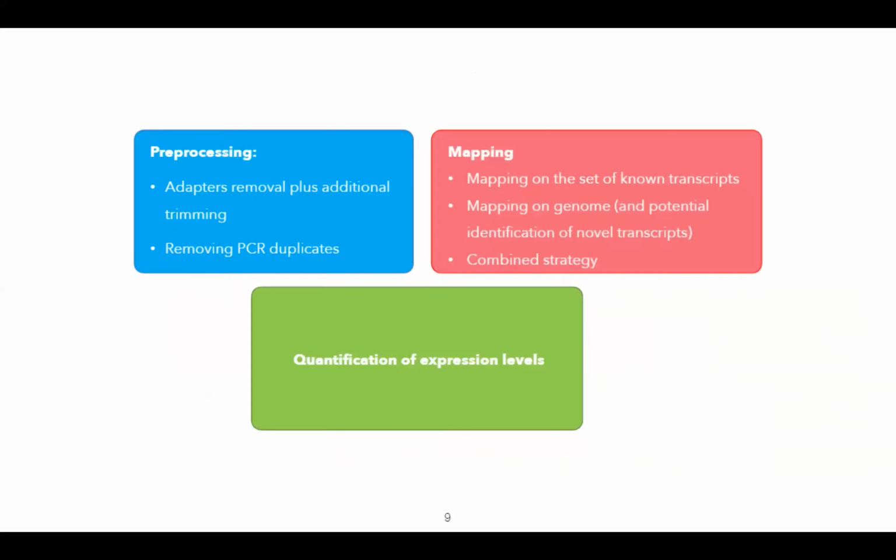So there are 3 steps that we follow, and 2 of those were already done in the previous lectures. The first one is the pre-processing and the other one is the mapping. So today we are going to do the quantification of the expression levels, that is, how exactly you're going to quantify those expression levels and count them.